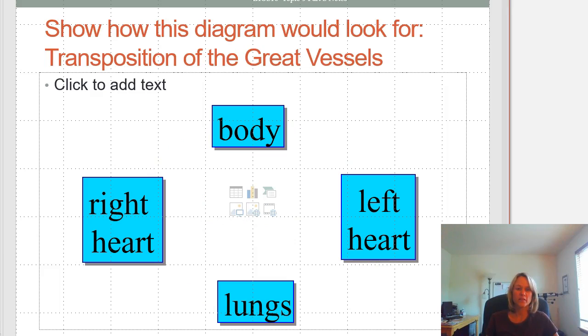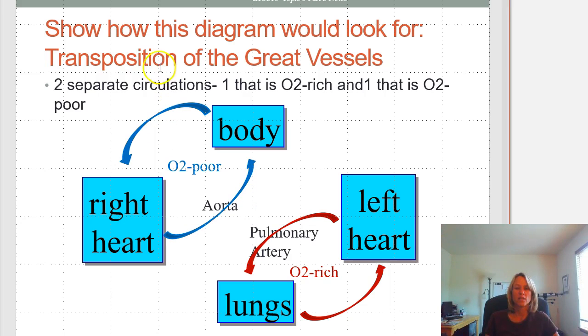Okay, so how would this look with transposition of the great vessels? Well, I've shown that here. With transposition we have two separate circulations. One that is O2 rich, so the left heart pumps blood out the pulmonary artery, which goes to the lungs, and blood returns via the pulmonary veins to the left heart. So note the veins don't change, just the corresponding arteries.